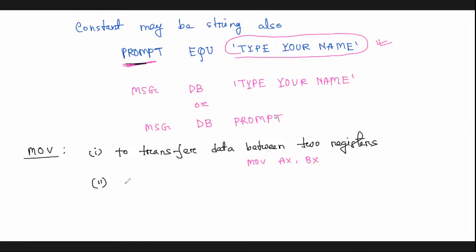The second use is to transfer data between a register and a memory location. So what do you mean by memory location? What do you mean by memory location?